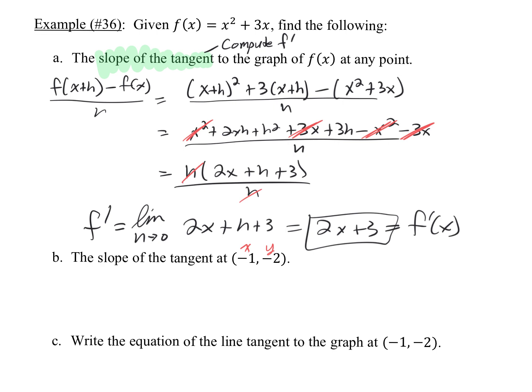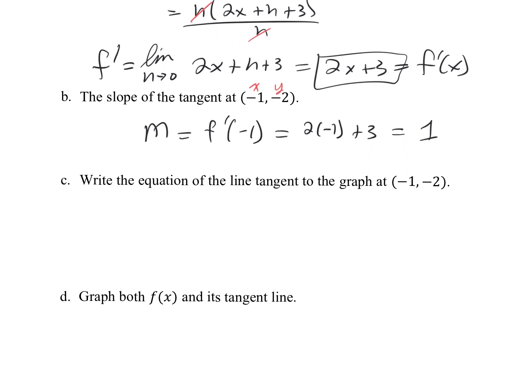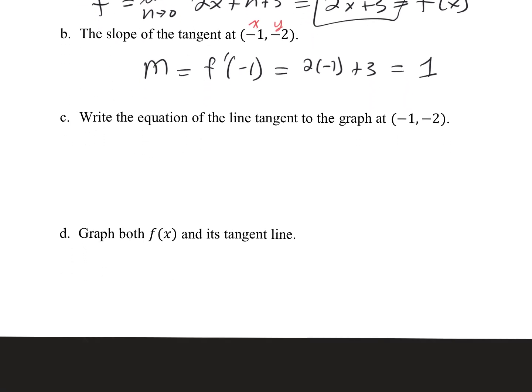So when we compute the slope, m is going to be equal to f prime of negative 1. Just simply meaning I'm putting negative 1, that's the x value, into the f prime function. When we do that, we get 2 times negative 1 plus 3, and I find that 1 is the final slope. All right, now that we have that, we can write an equation of a line that's tangent to the graph at that particular point. And then let me just scroll down so that we see the final question as well.